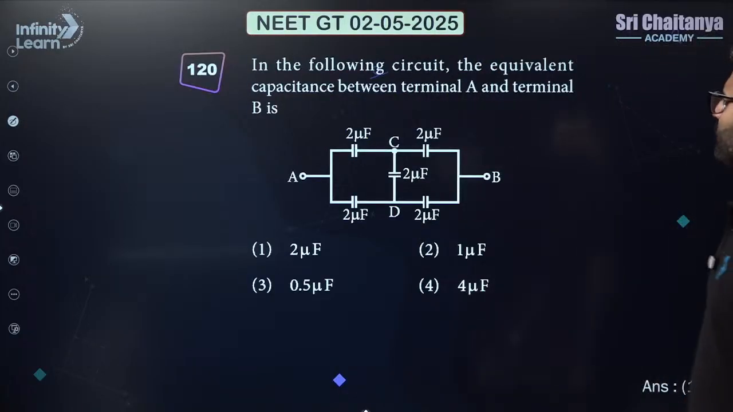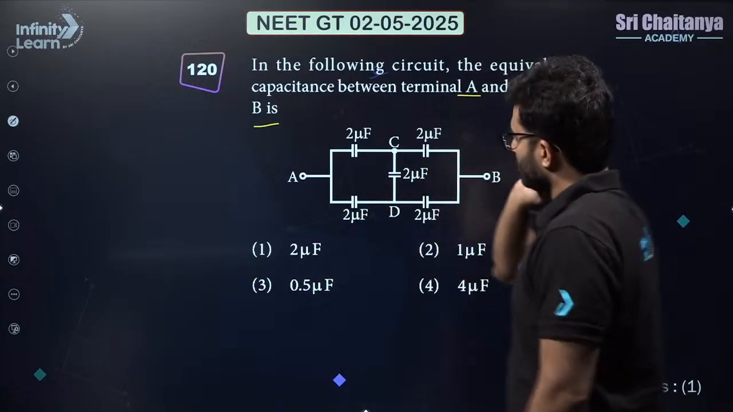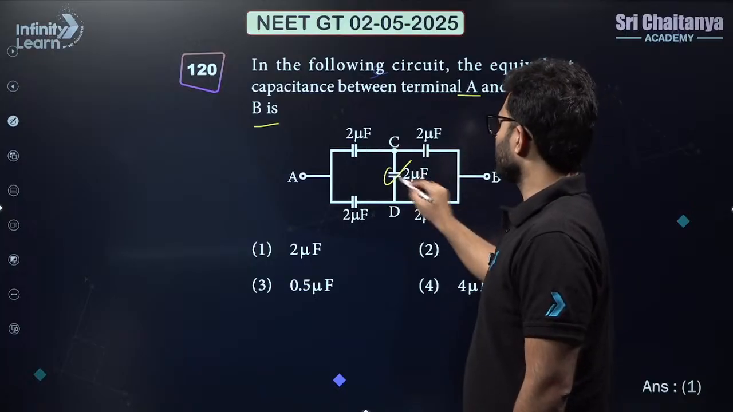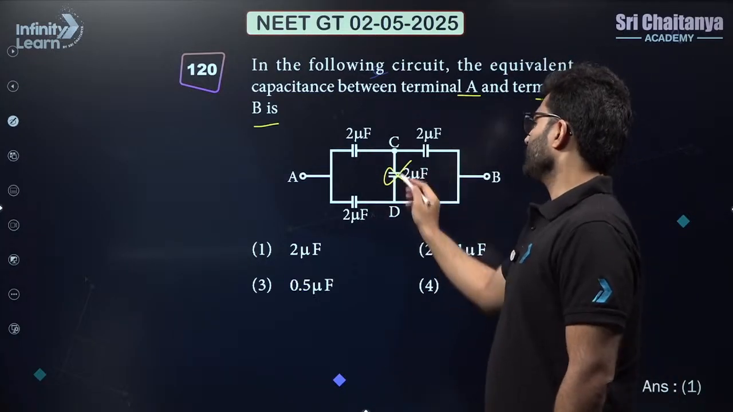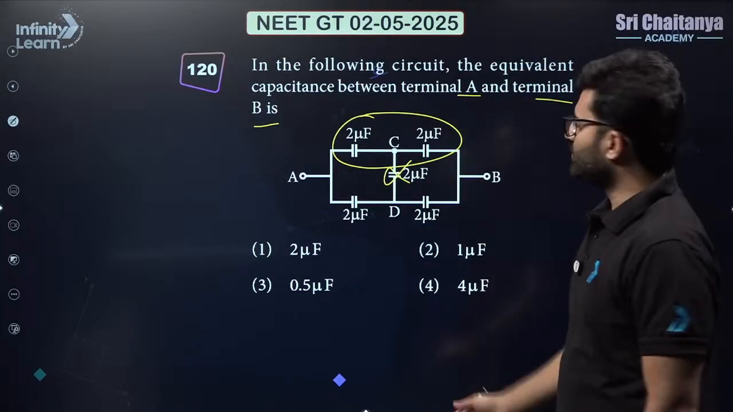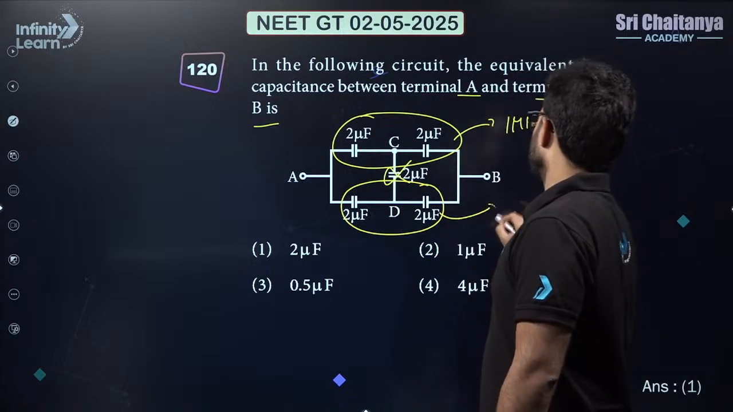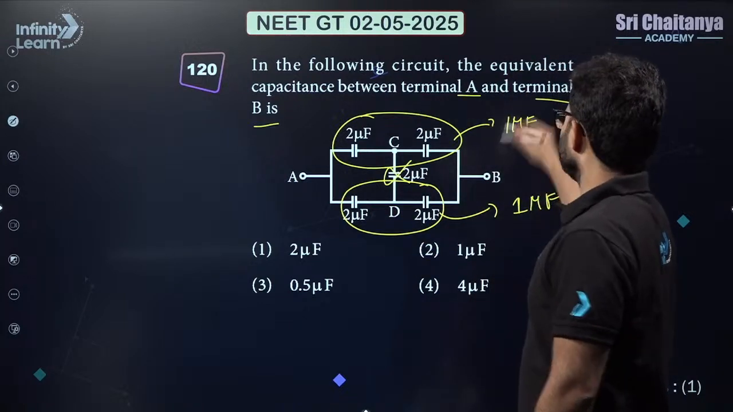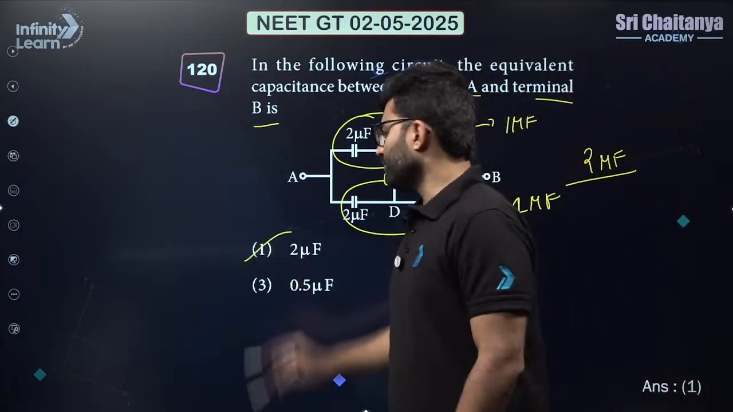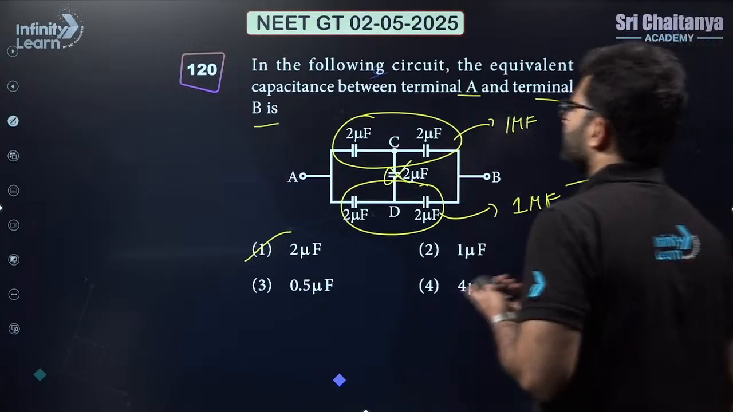Next, in the following circuit, the equivalent capacitance between terminal A and terminal B is, so again, this is a Wheatstone bridge. So this will cancel out, 2 by 2 is equal to 2 by 2. So these two are in series. If they both are in series, what will be the equivalent of this? That would be 1 microfarad. What would be the equivalent of this? That would be again 1 microfarad, and both of these are in parallel, so the total will become 2 microfarad. Clear? Yes? Very good, Ria. 2 microfarad.